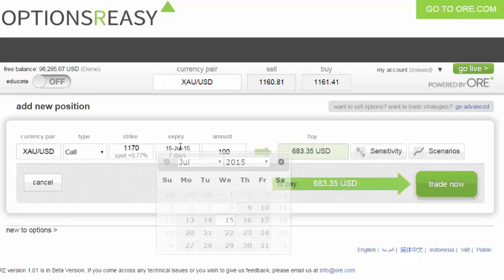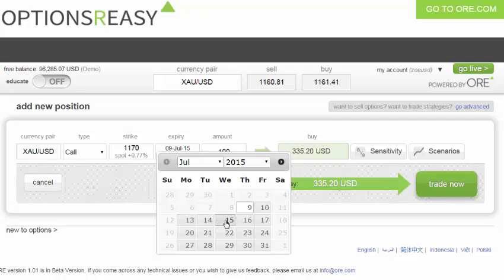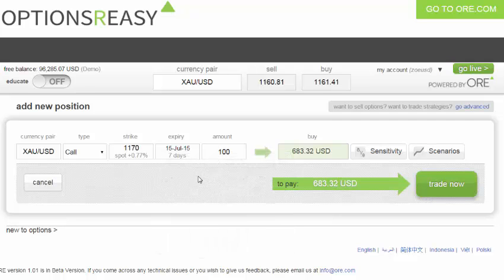We can enter a duration of 1 day all the way up to 6 months. On expiry, your contract will be closed automatically at 10 a.m. Eastern Standard Time. When the option is closed, the profit or loss from the trade will be reflected in your account's balance. But you do not have to hold the option until expiry. You can close it at any time beforehand to lock in profit or to reduce a loss. For this example, we're going to choose an expiry of 1 week, 7 days.